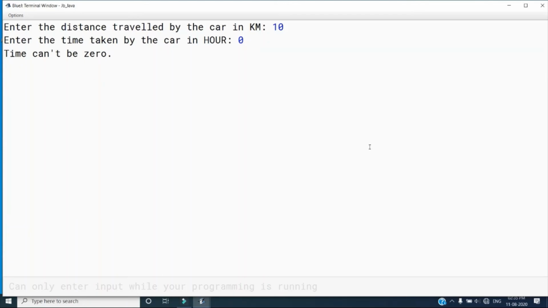So in this way we can use our logical NOT operator in a program to set decisions in a particular program. Thank you. Bye bye.